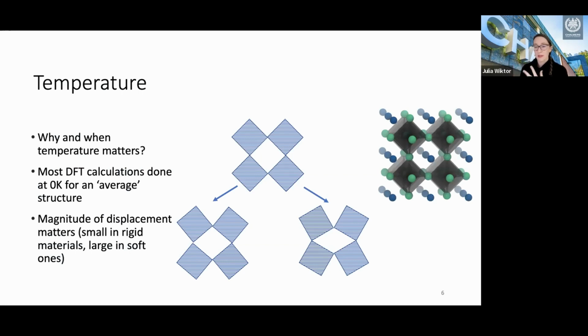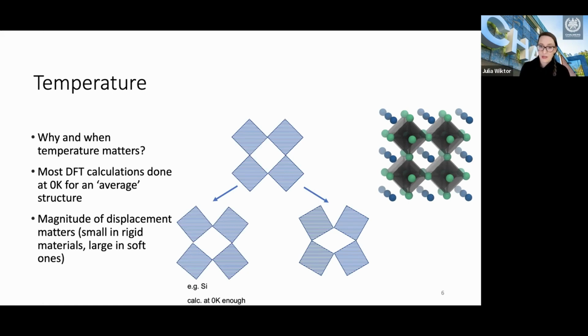We take a structure from a database, run one calculation and get a property, which might work well for very hard and standard materials like silicon, in which, looking at this scheme in which I represent here the average structure based on this perovskite with squares representing octahedra, in a hard material at room temperature we will have some movement of the atoms represented by tilting, but it will not be very far from the average structure. And then maybe 0 Kelvin calculations will be enough.